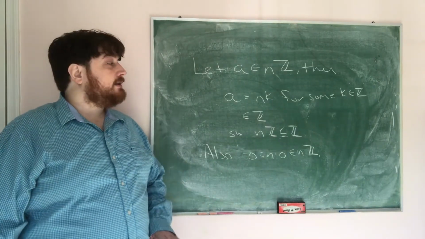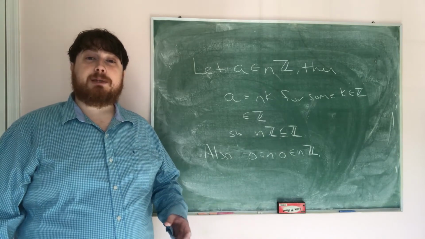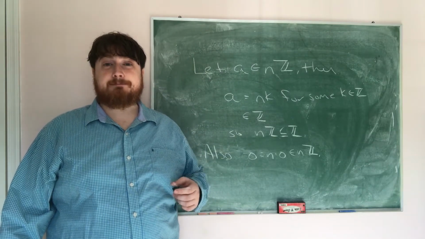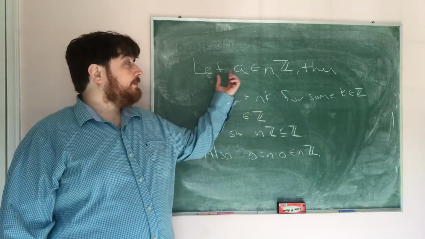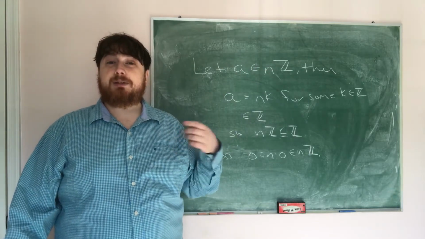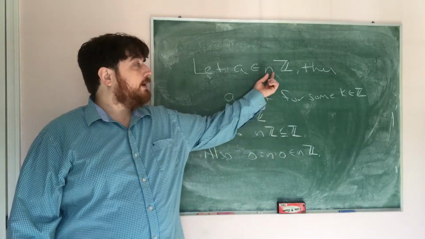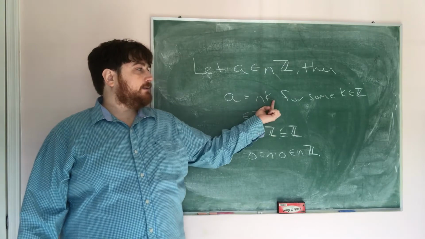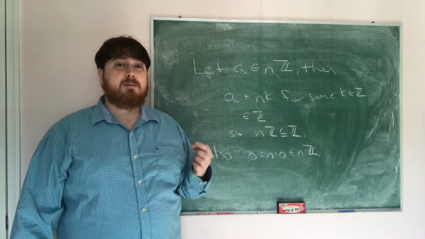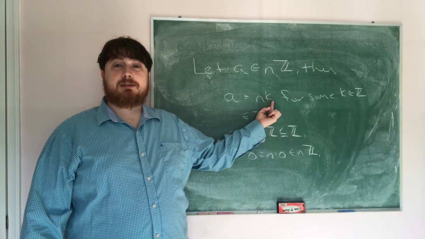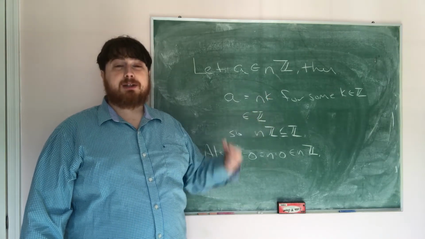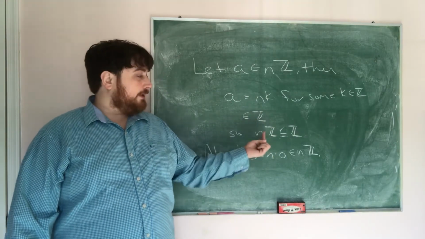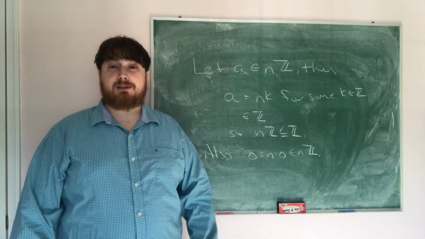First thing we need to show is that nZ is a non-empty subset of Z. What that means is that any element in nZ is again going to be in Z, and that there exists something in there. So let's suppose that a is in nZ. Then I want to show that a has to be an integer. We know that n is an integer, and because a is in nZ, by definition, a is equal to n times k for some integer k. But because n is an integer and k is an integer, two integers multiplied together is again an integer, so a has to be an integer. Therefore, nZ is a subset of the set of integers.